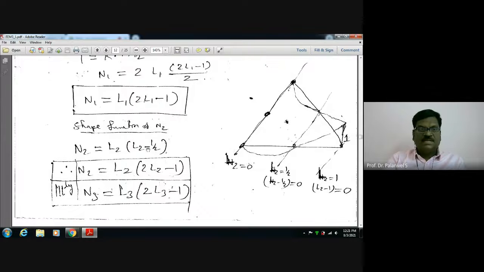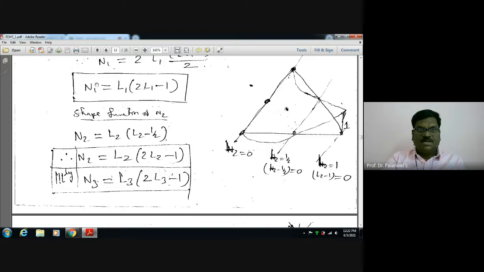Next, the shape function of N2. I am writing the equation of lines. This is node 2. Here L2 equal to half, here L2 equal to 0, here L2 equal to 1. This is the equation of lines. Therefore, you take L2 into L2 minus half. Similarly, N2 equals L2 into 2L2 minus 1. Similarly, N3 equals L3 into 2L3 minus 1. So up to this it is easy.